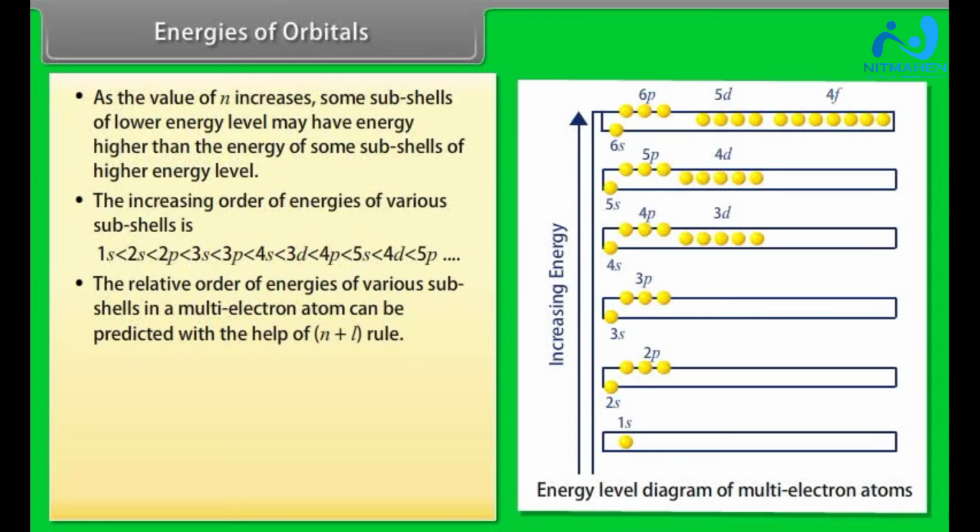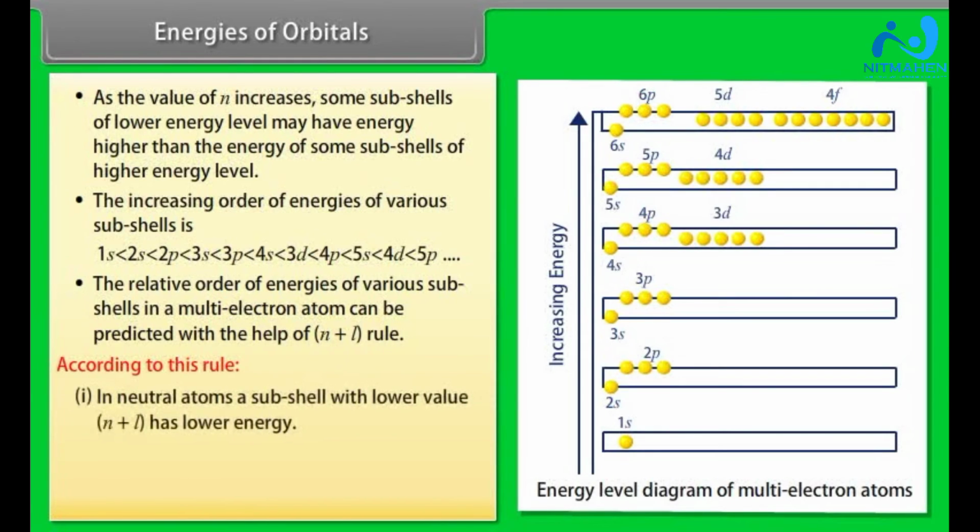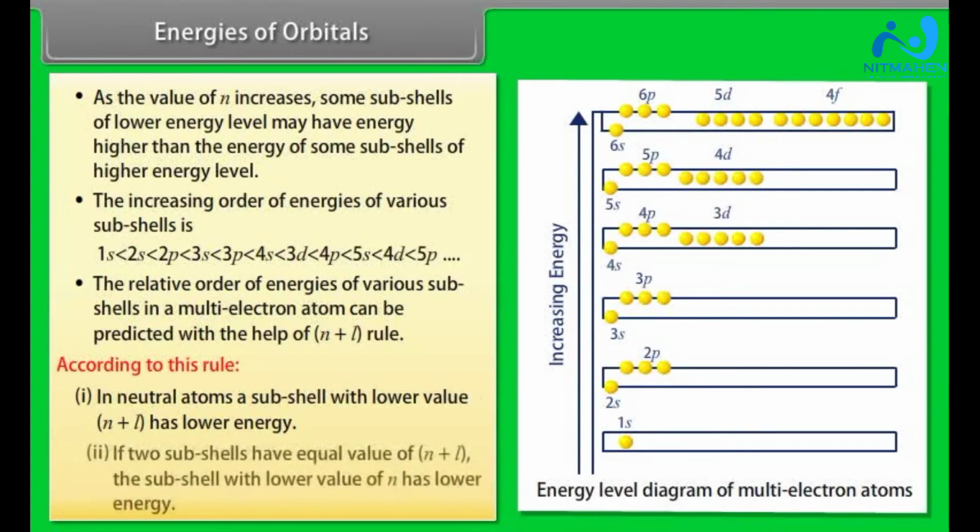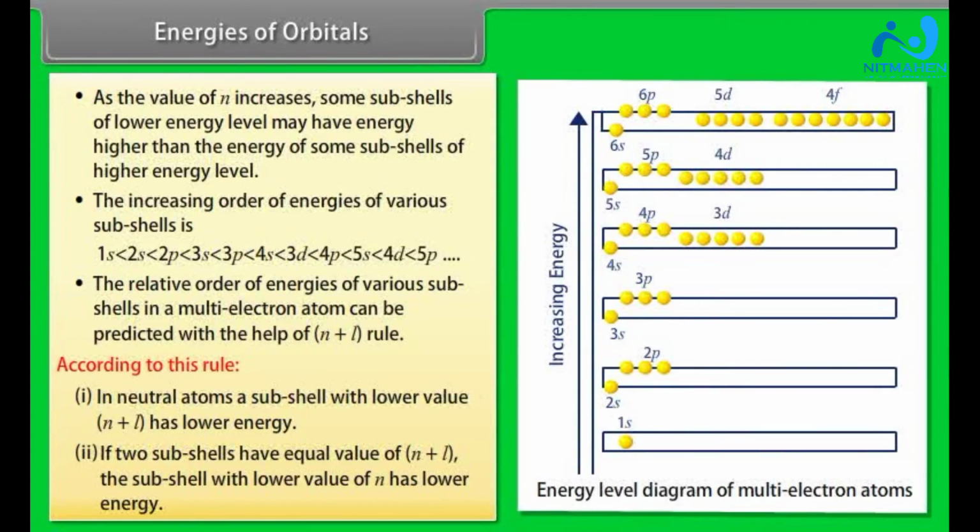The relative order of energies of various subshells in a multi-electron atom can be predicted with the help of the n plus l rule. According to this rule, number 1, in neutral atoms, a subshell with lower value of n plus l has lower energy. Number 2, if two subshells have equal value of n plus l, the subshell with lower value of n has lower energy.